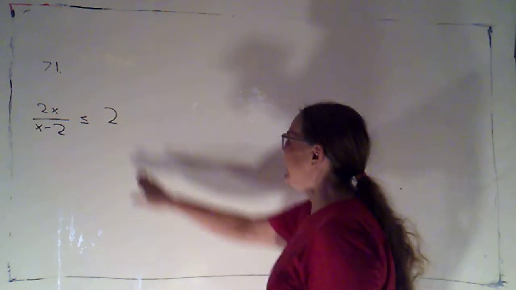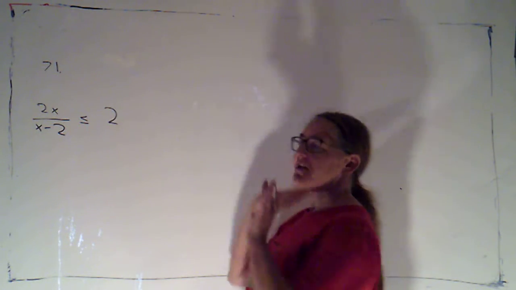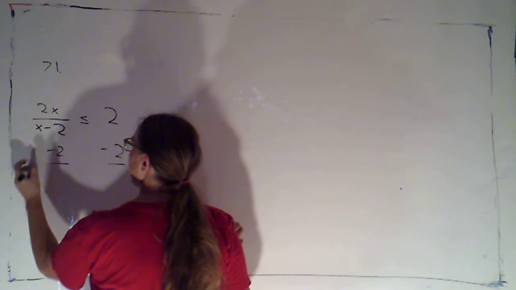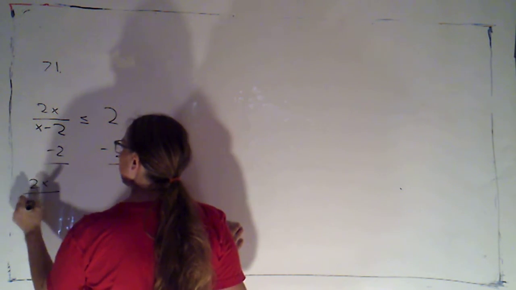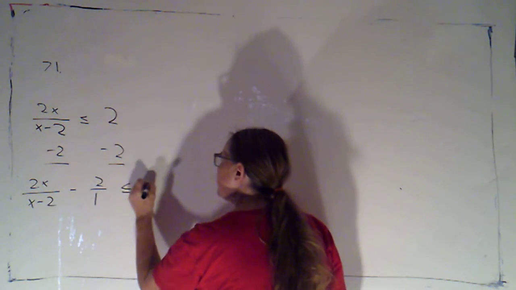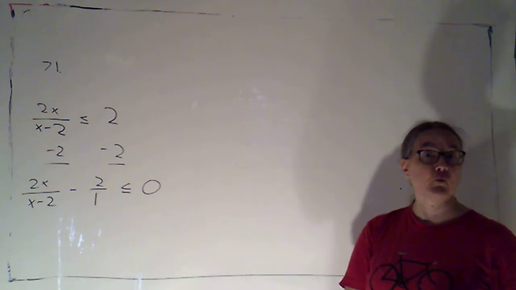As with the previous problem, the first thing I need to do is subtract this over so that I'm comparing to 0. So we'll subtract 2 from both sides. So we'll have 2x over x minus 2 minus 2. And remember, I said you could write that as a fraction by just putting it over 1.